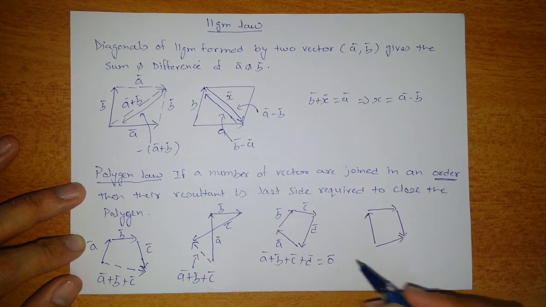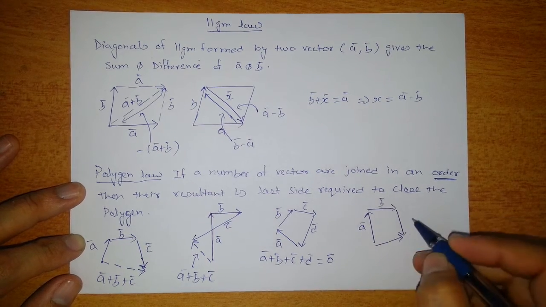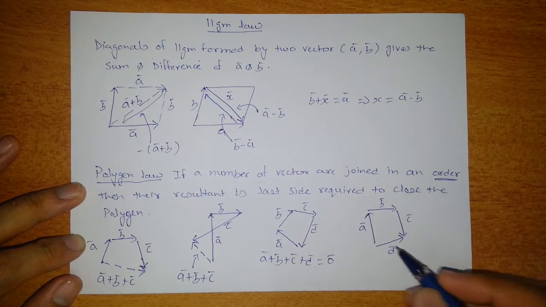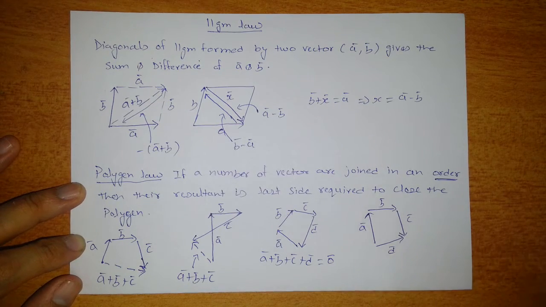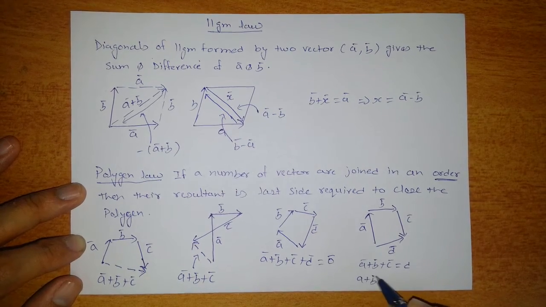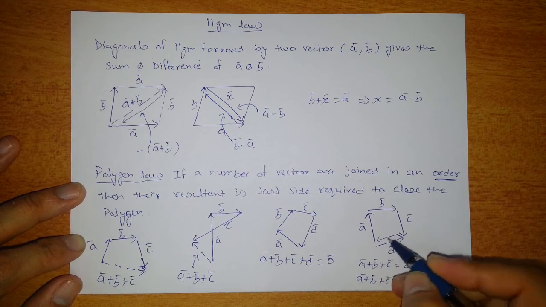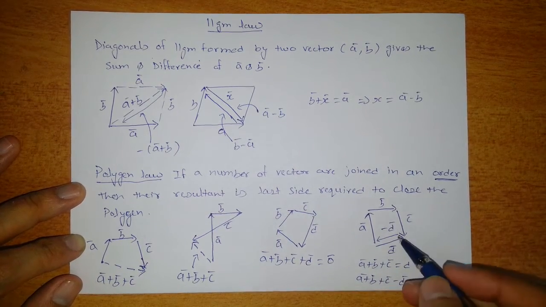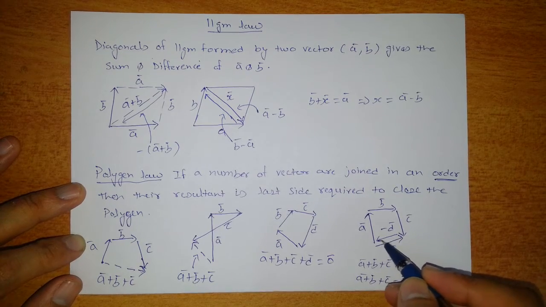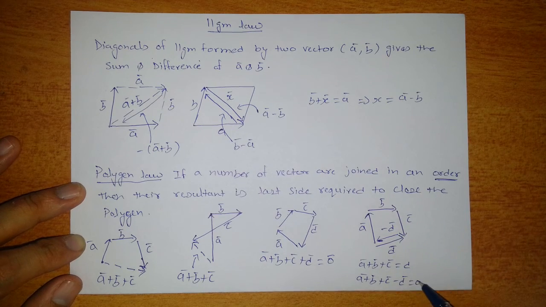A null vector is a zero magnitude vector. If these are the vectors A, B, C and D, we can say D is the resultant of A, B, C, or we can say A plus B plus C equals D, or A plus B plus C minus D equals 0, because this vector will be nothing but the minus D vector. So just reversing it, we can add a negative sign here, and we get A, B, C and minus D will give you 0. So A plus B plus C is nothing but the vector D.